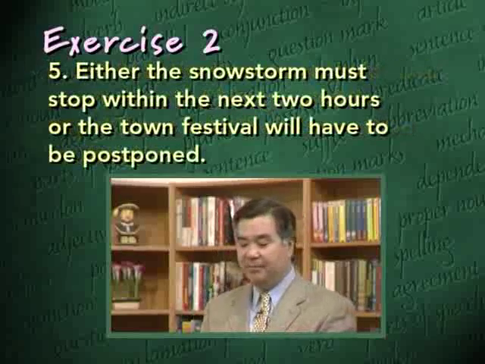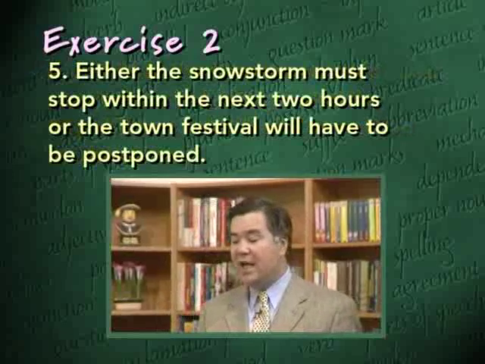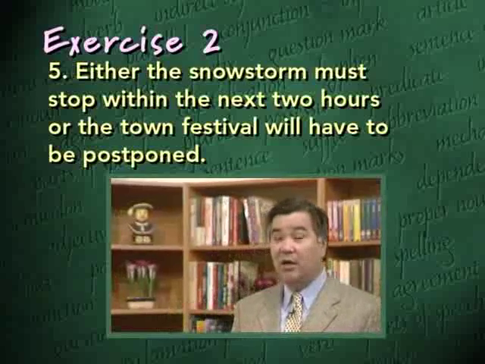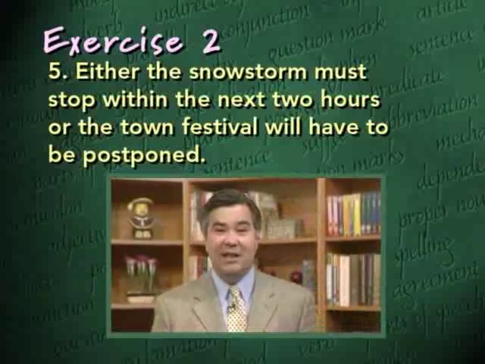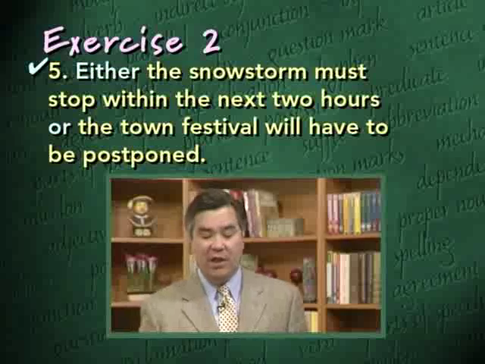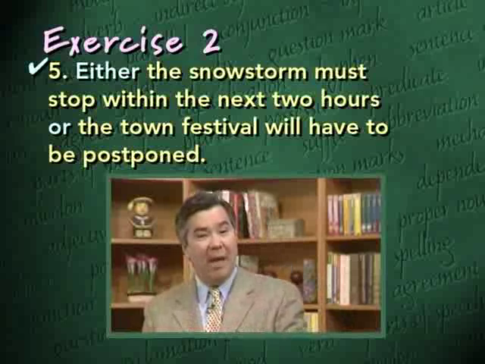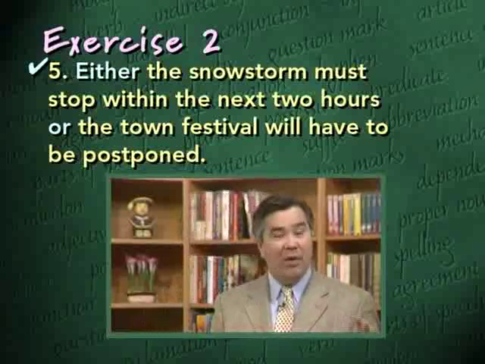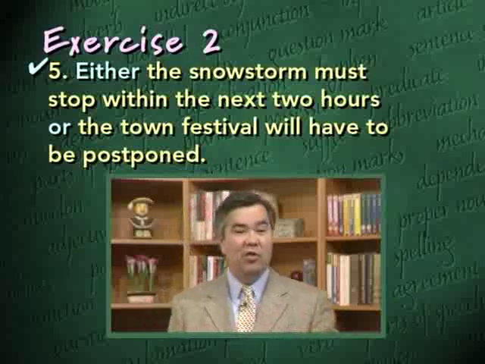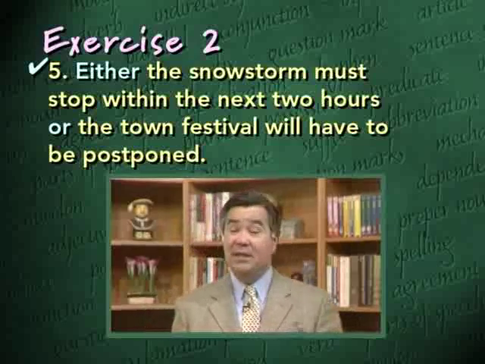And our next example. Either the snowstorm must stop within the next 2 hours, or the town festival will have to be postponed. Here we don't have a parallelism problem. We have a second sentence in this exercise that's perfectly correct. We're using coordinating conjunctions here, either or, and what follows should be as grammatically similar as possible. And what follows in both cases is a clause, and since the two are roughly similar grammatically, the feeling of parallelism is not violated.